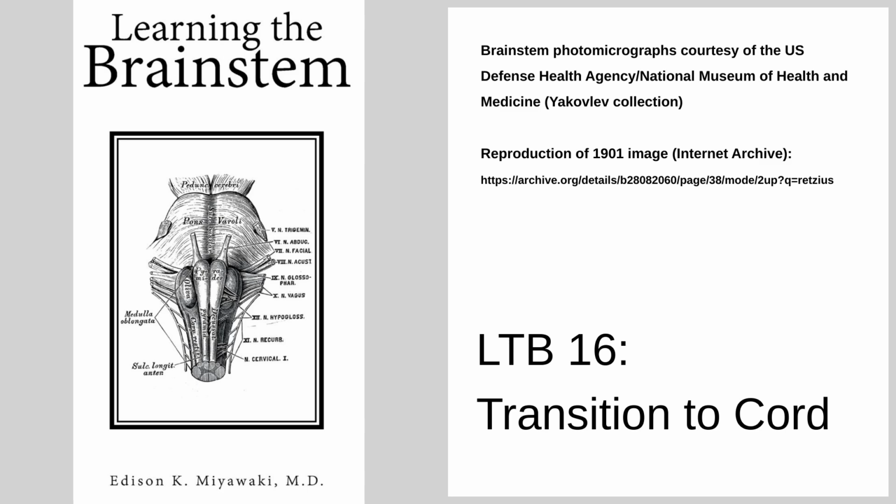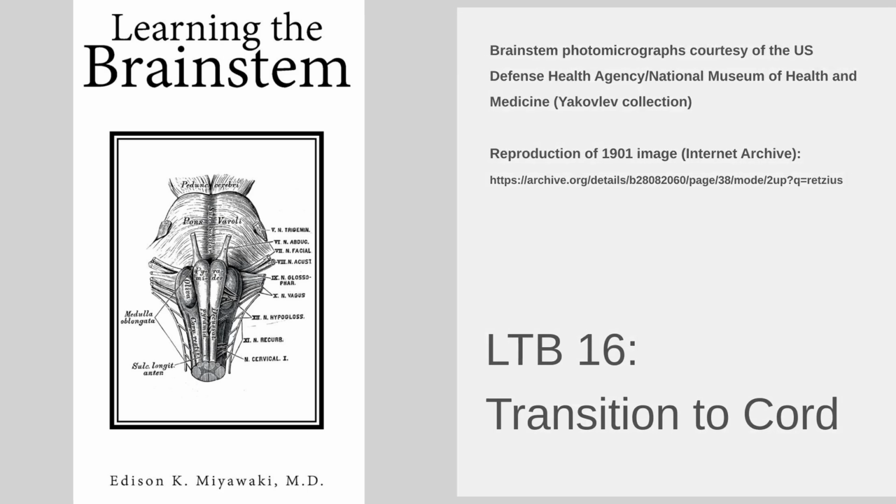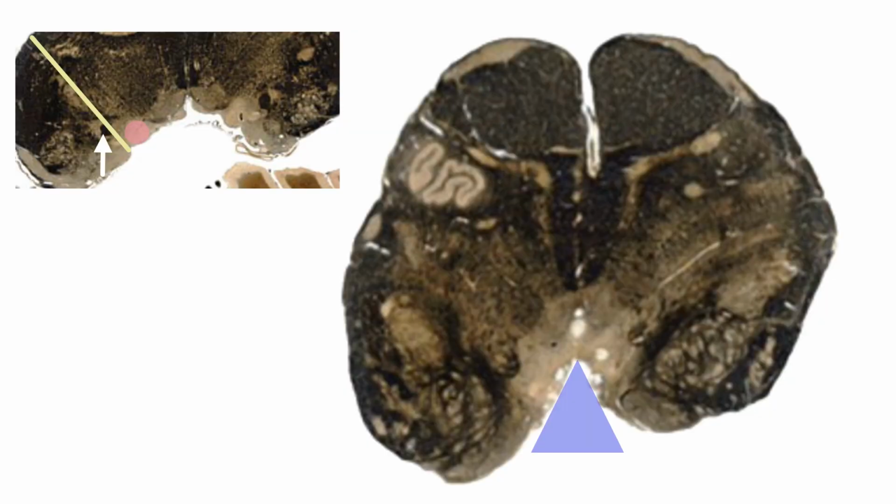LTB16 transitions from low medulla to spinal cord. In the inset photograph to the left, which I borrow from LTB15, I remind you that if we drew a line passing from the lateral edge of dorsal motor nucleus of vagus, marked by the pink dot, just past the solitary tract and its nucleus, marked by the white arrow, we identify a sulcus limitans that usefully divides nuclei. The yellow line indicates the sulcus. Motor nuclei are medial to the sulcus and sensory nuclei are lateral to it.